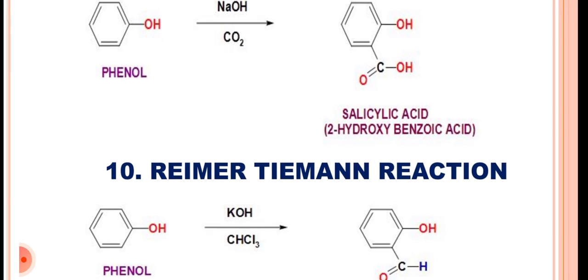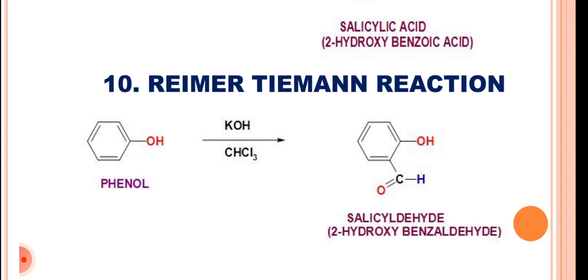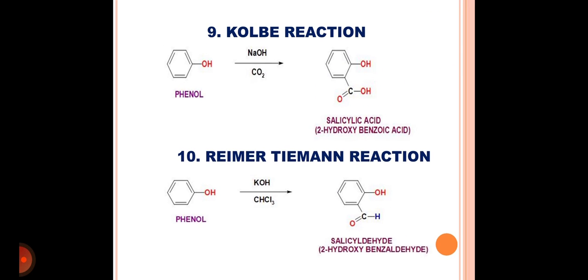The next one is the Reimer-Tiemann reaction. This reaction takes place between phenol, potassium hydroxide and chloroform. Potassium hydroxide and chloroform react to generate an electrophile which is called as dichlorocarbene. That dichlorocarbene attacks on the ortho position of this hydroxyl group to form the intermediate molecule, which then on treatment with water gives formation of 2-hydroxybenzaldehyde, which is commonly called as salicylaldehyde.